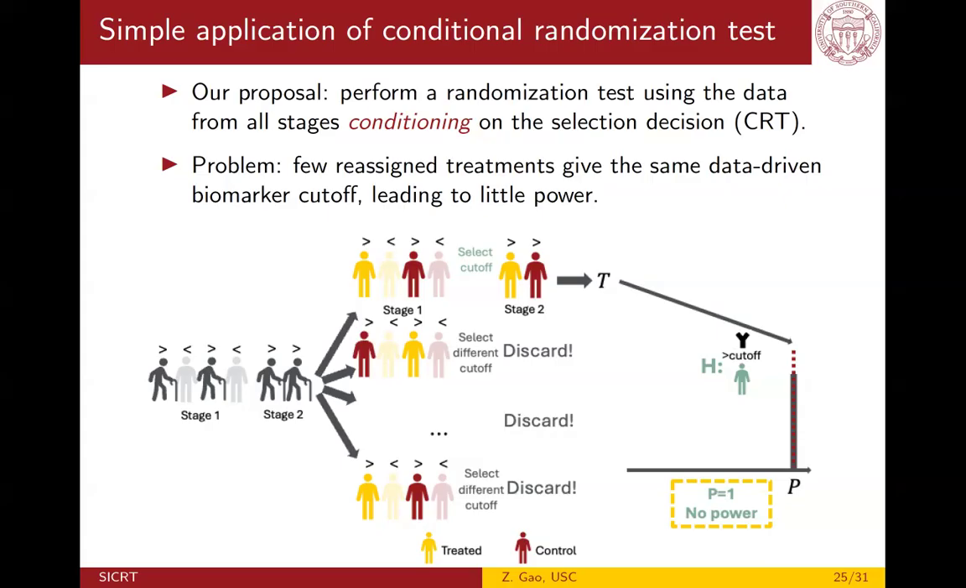Is the biomarker a baseline biomarker before treatment, or is the biomarker responsive to treatment? Baseline. Yeah. And then in this case, we will only observe one data point in our histogram. So the p-value will always be 1, and there will be absolutely no power. The problem here is that this selection is too stringent. It's almost impossible to yield the same biomarker cutoff by reassigning the treatment from the starting state.